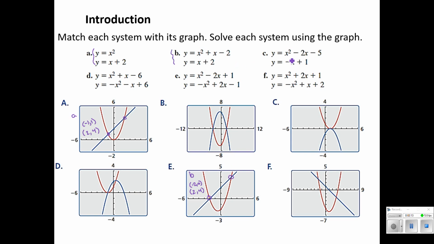Letter C, x squared minus 2x minus 5. Okay, so I know that has a y-intercept of -5. That could be helpful. And also we've got another line, -x plus 1. Well, here's our only negative sloping line. There's our y-intercept on the parabola of -5. That must go along with system C. Okay, our solution points here, we've got -2, 3, and then we've got 3, -2.